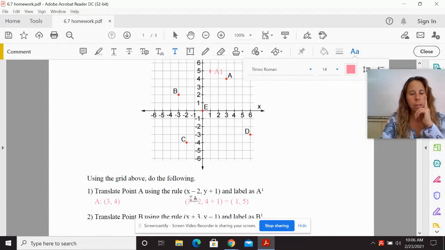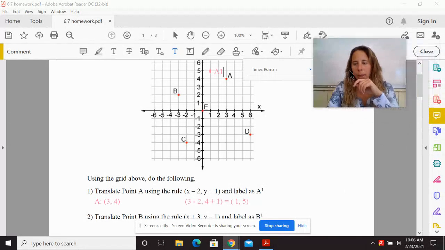You can also look at the rule this way. X minus 2, that means I'm going to go 2 to the left in the negative x direction. So 2 to the left, and then y plus 1, so 1 up. All right. So you can also think of it that way. All right, so that was number 1.